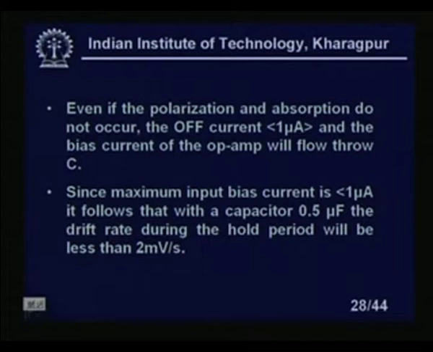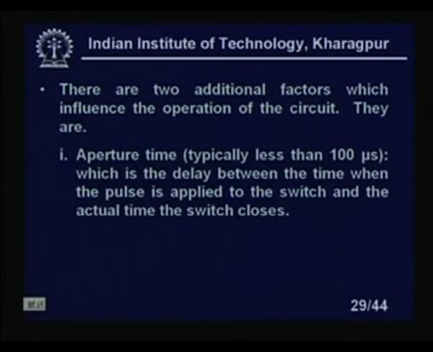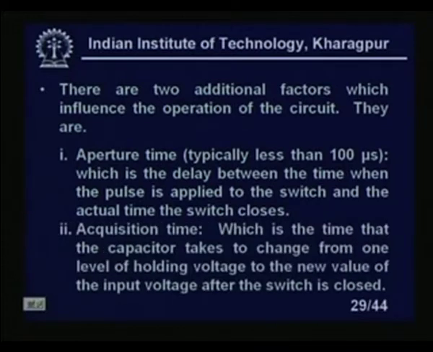Since the maximum input bias current is less than 1 microampere, it follows that with a capacitor of 0.5 microfarad, the drift rate during the whole period will be less than 2 millivolt per second. There are two additional factors which influence the operation of the circuit. They are the aperture time, typically less than 100 microseconds, which is the delay between the time when the pulse is applied to the switch and the actual time the switch closes.